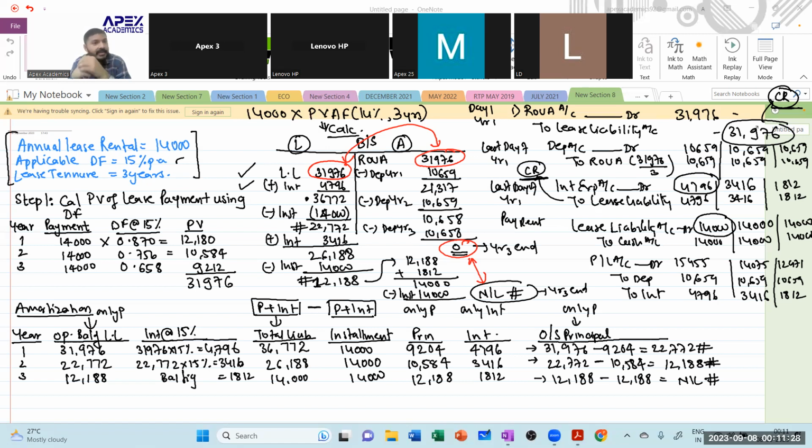Second entry. Depreciation increases the value of the asset or decreases the value of the asset? Decreases the value of the asset. Therefore, asset has to be debited or credited when depreciation is being passed? Credited. So we credited the right of use asset and debited depreciation. Correct? Yes, sir.